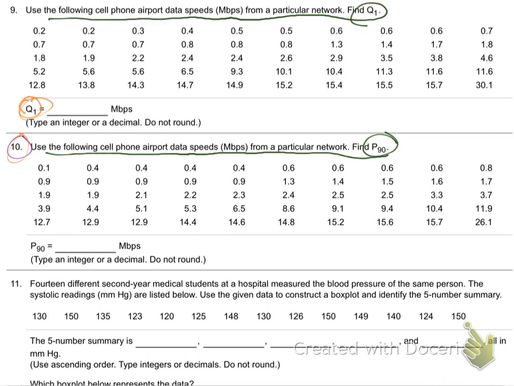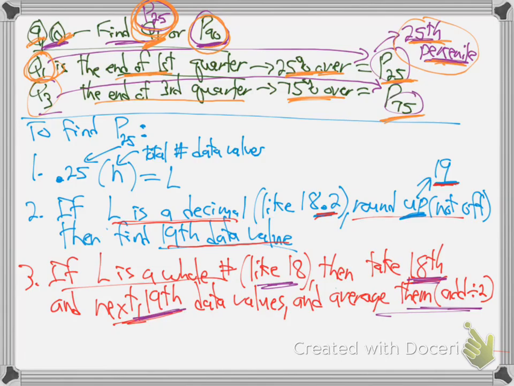And number 10, they want you to find the data value that's 90% of the way through. So looking at these 50 numbers, what data value is 90% of the way through that data set? That's what they're asking us for. Here's how you do it. I got a special formula. It's kind of complex. You're going to want to write it on your full sheet of notes for the exam.